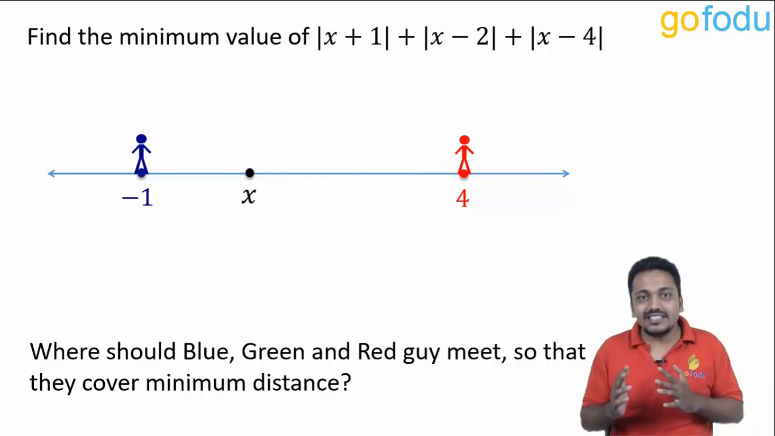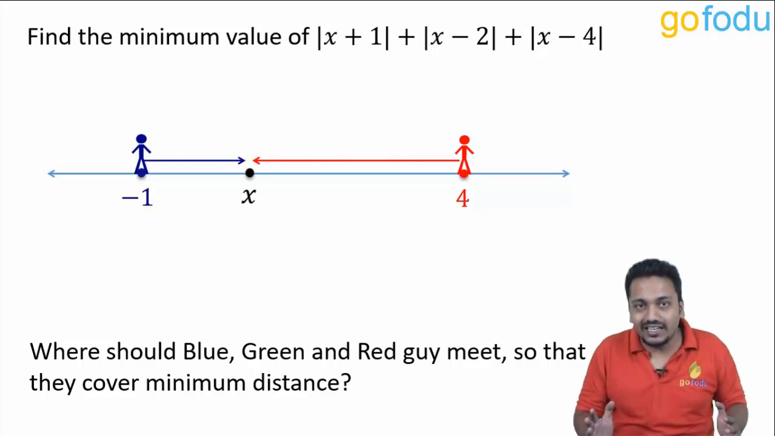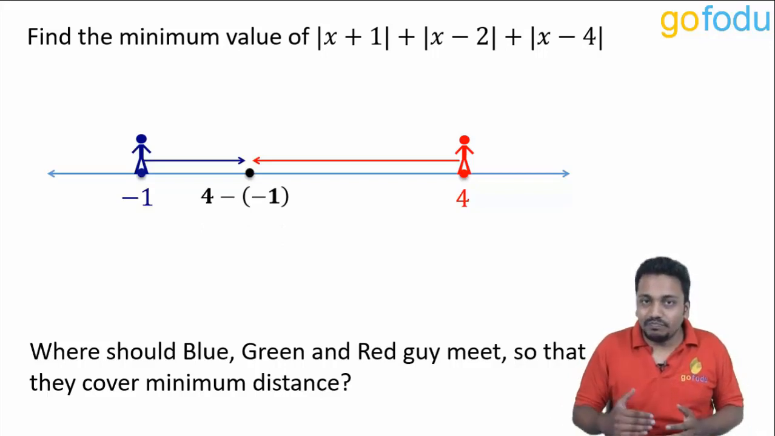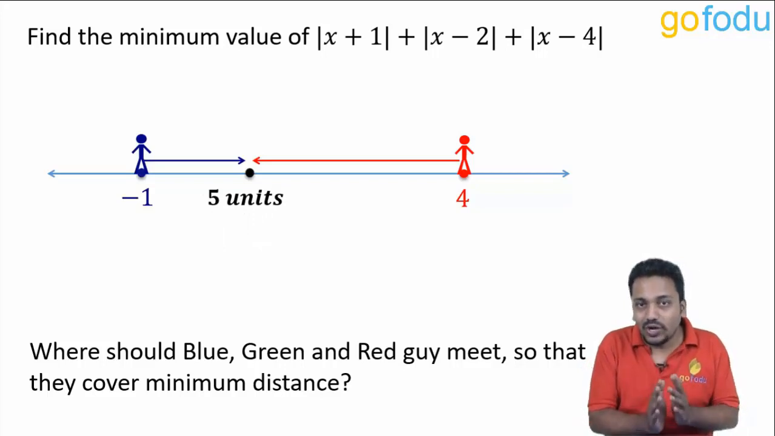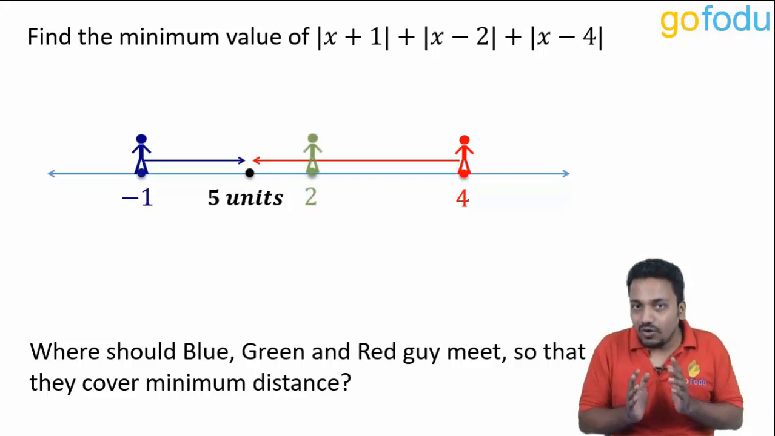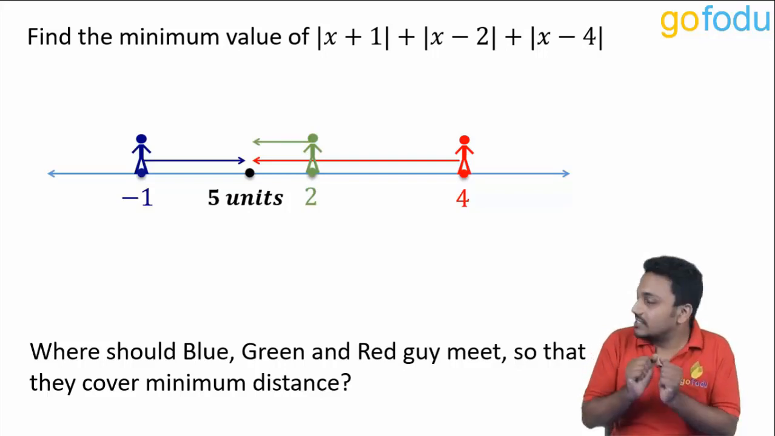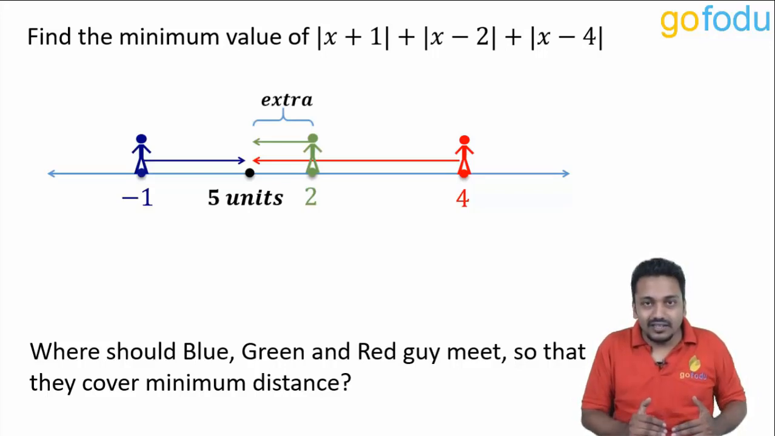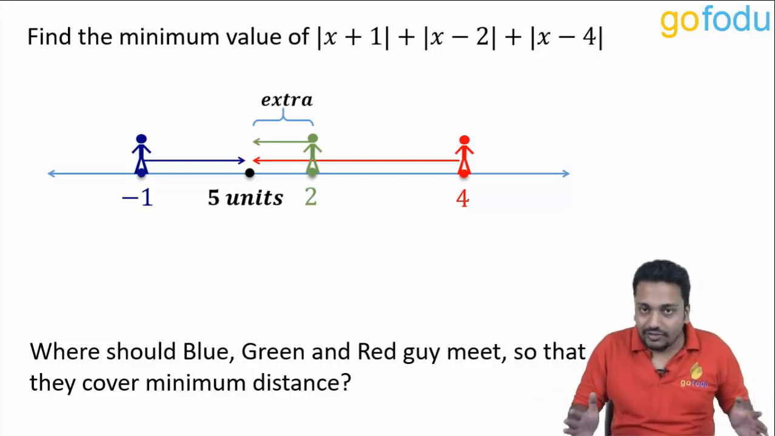Let's say this x is their point of meeting, and the distance covered by the blue and the red guy to meet will be the distance between the coordinates, that is 4 minus -1, 5 units. This is the minimum distance for 2 guys, as we have seen in the previous question. Now if the green guy also meets at point x, then the distance covered by him, that is this green arrow, is the extra distance that we have to minimize. Blue and red guy can meet anywhere between -1 and 4, and the distance will be 5 units only.